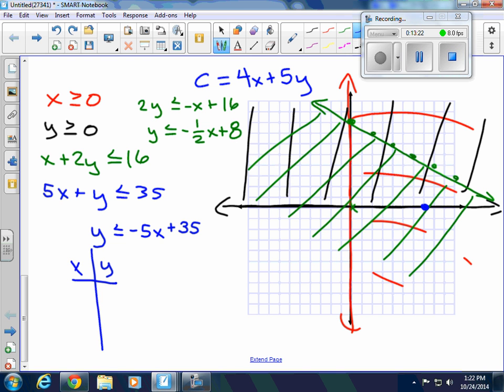And since I put it in slope-intercept form, I know that the slope is negative 5, which means I'm going to go down 5 and over 1. And I can also go up 5 and over 1. And so in this case, right there, we see where they cross. And I now have to find my shaded area, put in 0, 0. Is 0 less than or equal to 35? Yes. So it's everything this way.